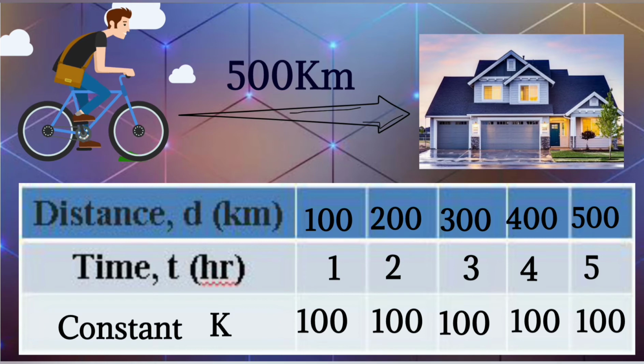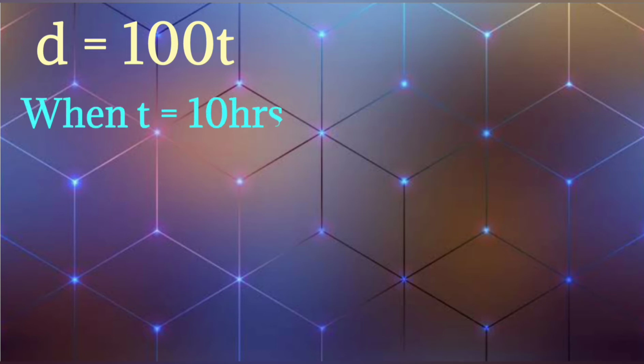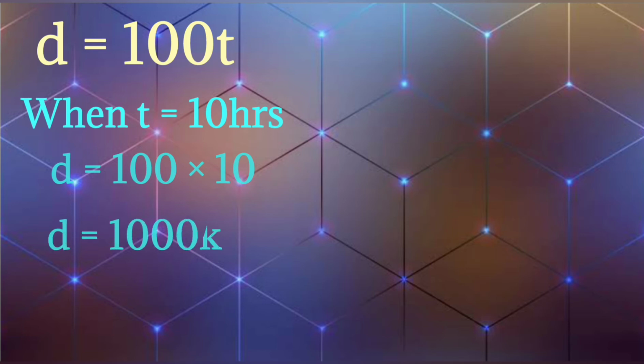We can write an equation for this table as d equal to 100 times t, where 100 is the constant. Now, d equal to 100t is the equation connecting distance and time. So when t is equal to 10 hours, we can substitute this value into the equation and we would have d equal to 100 times 10. 100 times 10 is 1000. Therefore, d is equal to 1000 kilometers.